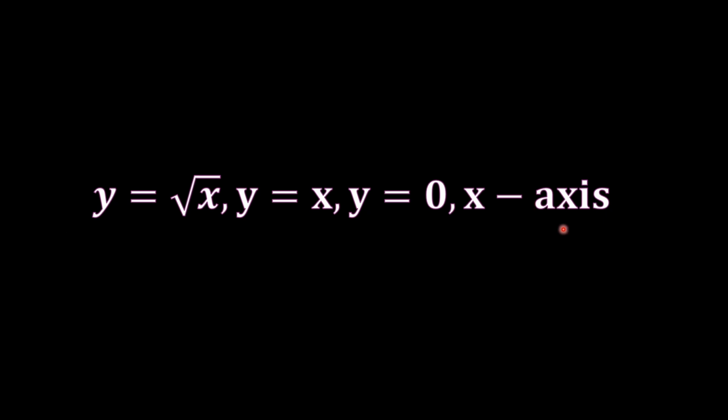Now for our final question. Let's say you are asked to find the volume of the region bounded by y equals square root of x, y equals x, y equals 0, and the x-axis. And again, this time it's revolved around the x-axis.